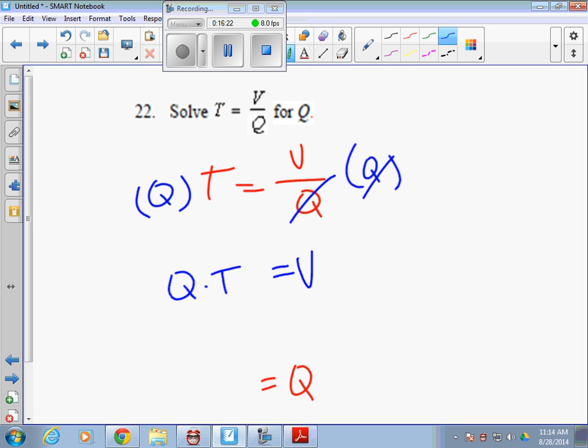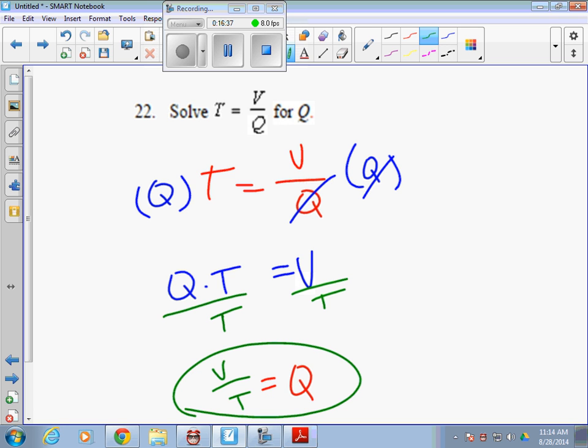That's not Q by itself. That's V by itself. If we were solving for V, we'd be done. We got to do one more step. This says Q times T, so do the inverse of times and divide. We want to keep Q, so divide by T. If you divide the left by T, do the same to the right. Q equals V over T, or V divided by T.